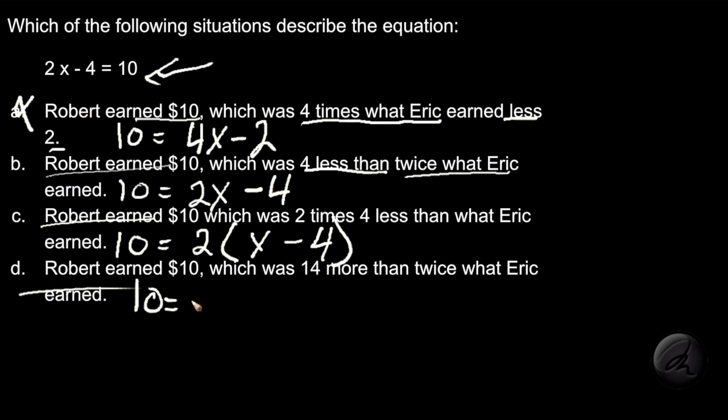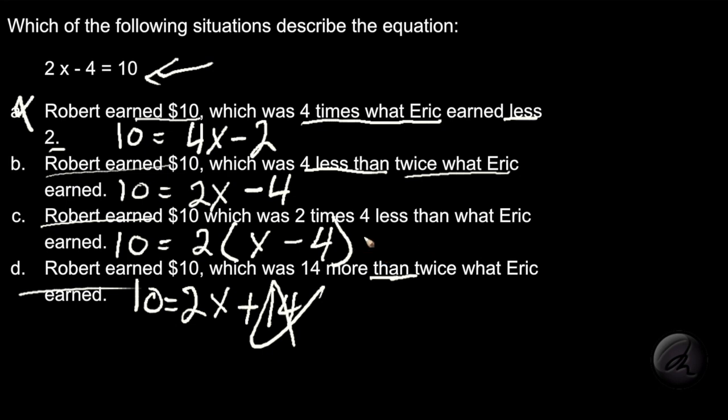And D, Robert earned $10, which was $14 more than twice what Eric earned, 2x. Well, none of these are right. Well, let's see. I've got 2x here plus 14. I can't do anything with that. But I've got a 2 times x minus 4.